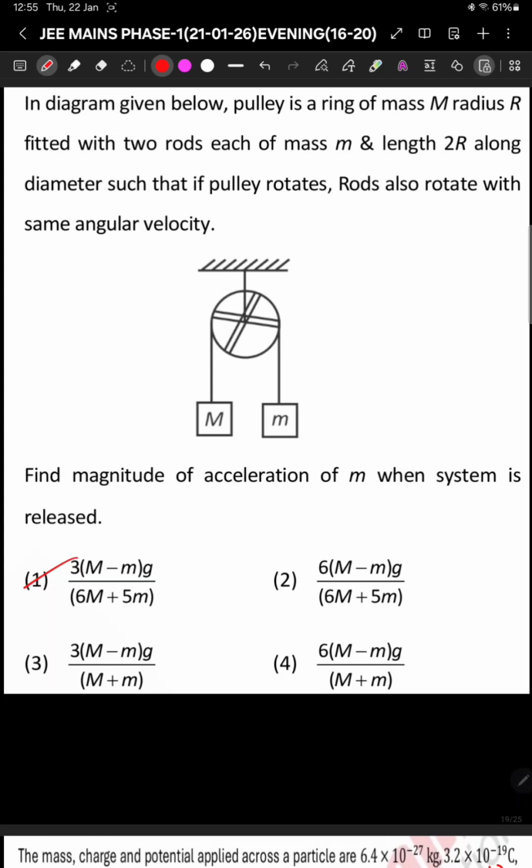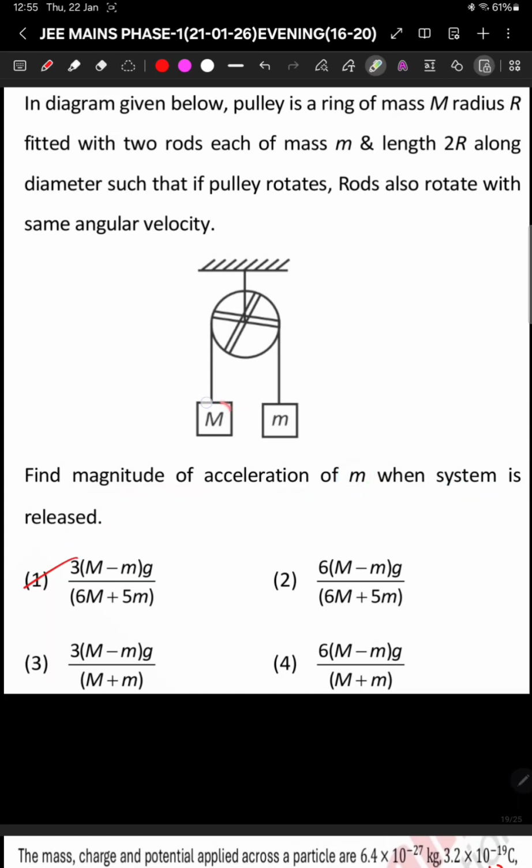This question belongs to again rotatory motion. In this it is given, in the diagram shown below, a pulley is a ring of mass M and radius R, fitted with two rods each of mass small m. Each of length 2R, that means this rod is kept diametral to the pulley, such that the pulley rotates. The rod also rotates with the same angular frequency. Find the magnitude of acceleration of m when the system is released.